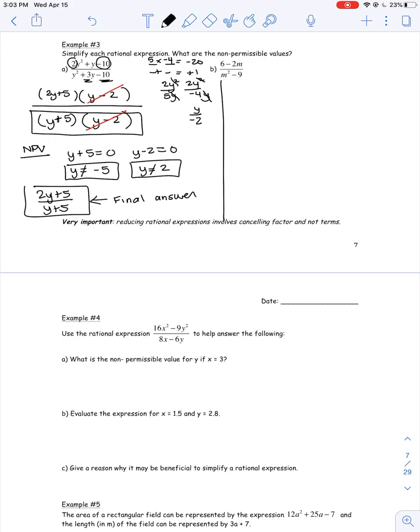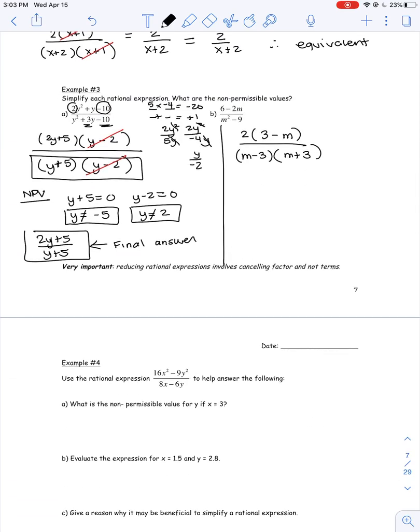For B, same idea. We want to start by factoring out the common value. So I'm going to take out a 2 from the top, leaving me with 3 minus m. And then the bottom is a difference of squares. So I'm going to write out two brackets and write it as m minus 3, m plus 3.